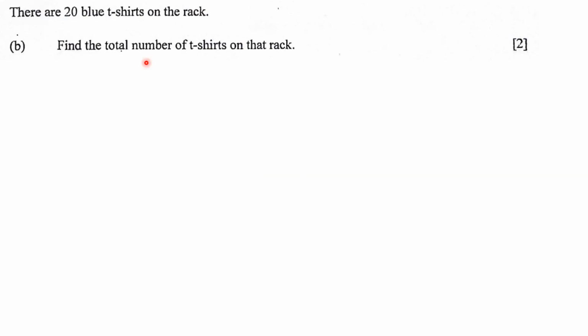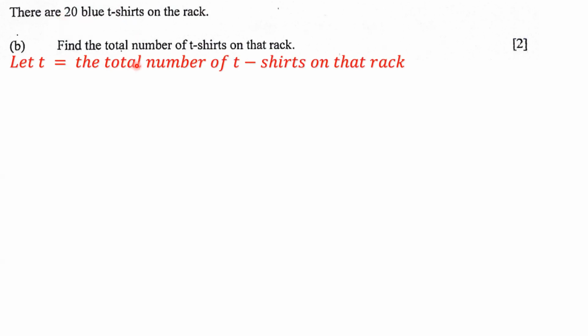Okay, there are 20 blue shirts on the rack. Find the total number of t-shirts on that rack. So they give us a hint. They tell us that we have 20 blue shirts, all right? And they want us to figure out the total number of shirts on the rack. Well, we don't know what that is, so we're going to say let T equal the total number of t-shirts on the rack. So T represents the total. We don't know what that is, but we just use a letter to represent that number.